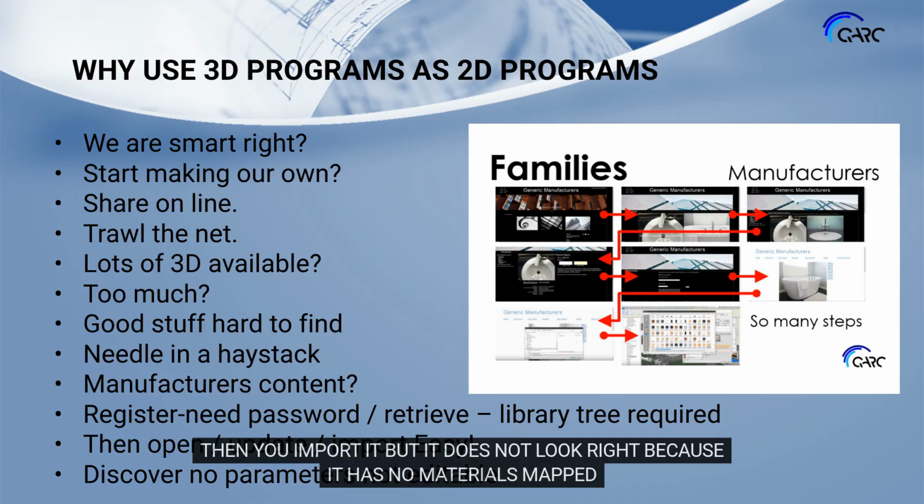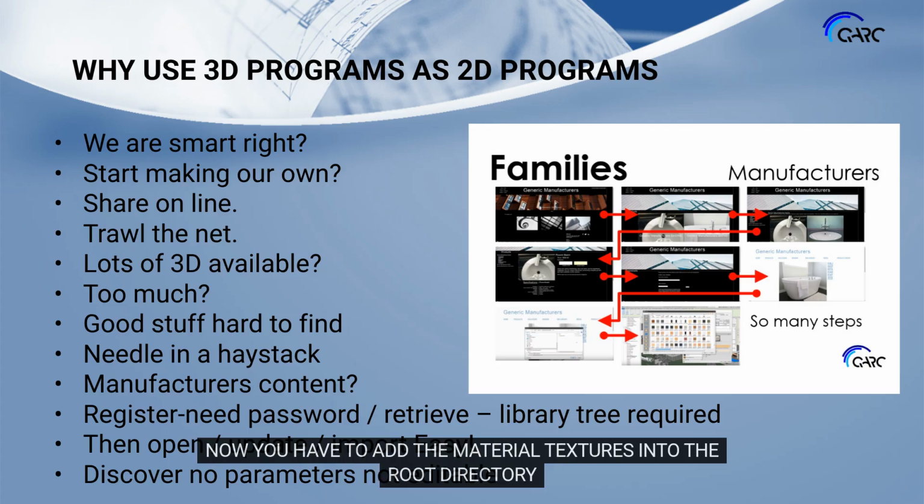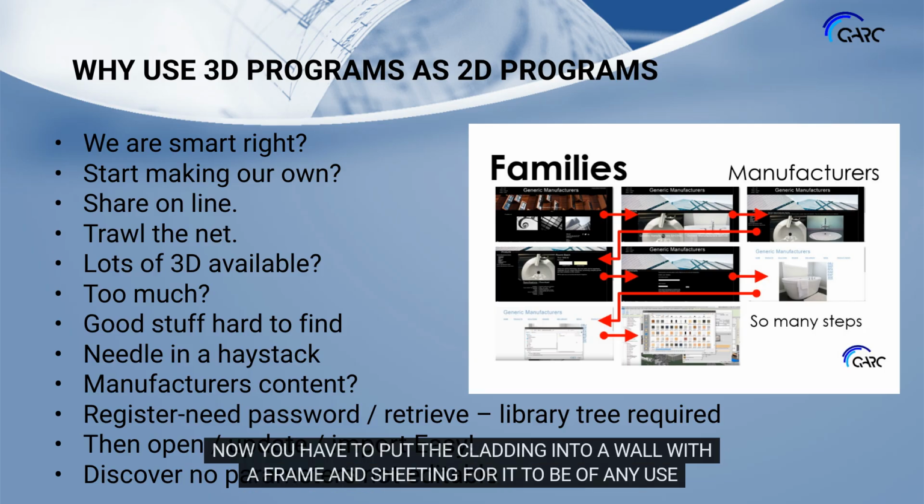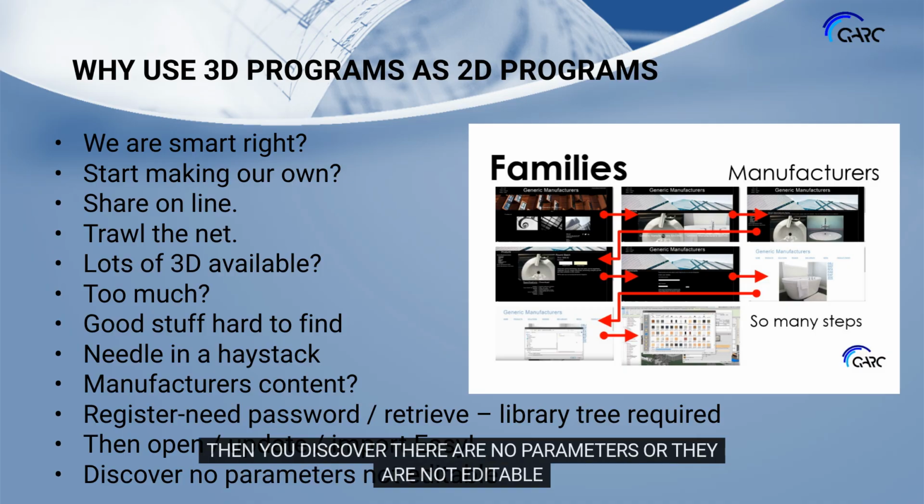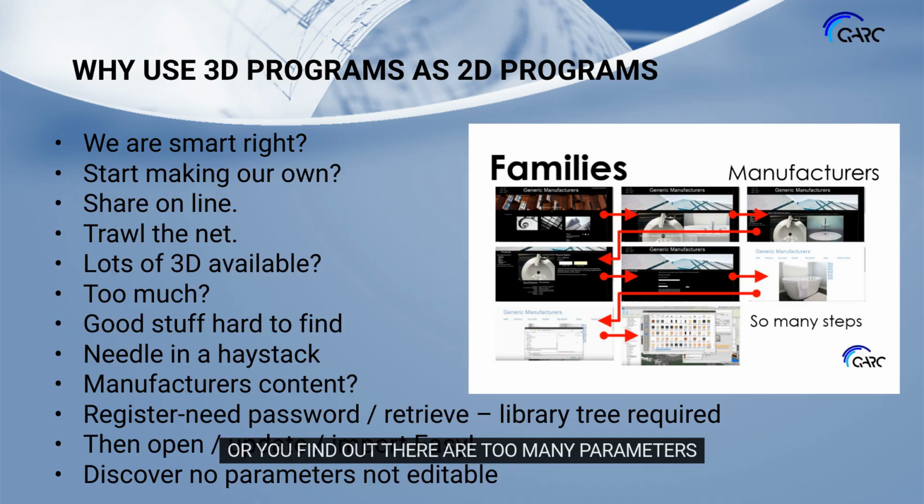Then you import it, but it does not look right because it has no materials mapped. Now you have to add the material textures into the root directory. Can you trust your staff messing around in your C drive? Now you have to put the cladding into a wall with a frame and sheeting for it to be of any use. Then you discover there are no parameters, or they are not editable, or you find out there are too many parameters. This can lead to the trial and error forever roundabout. 1 hour to make one window. No, that is simply too hard.